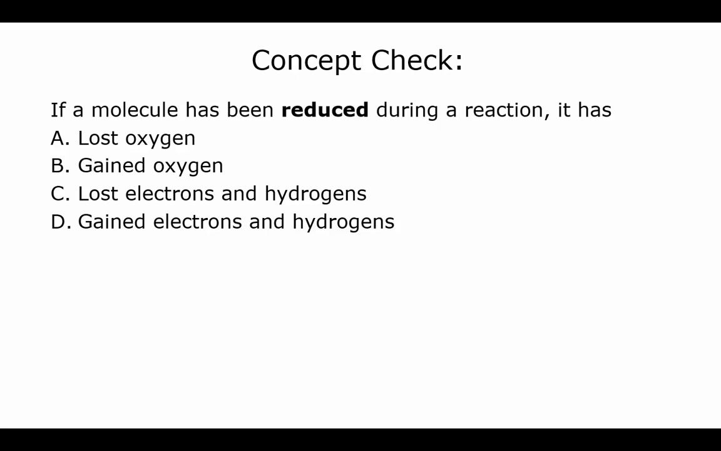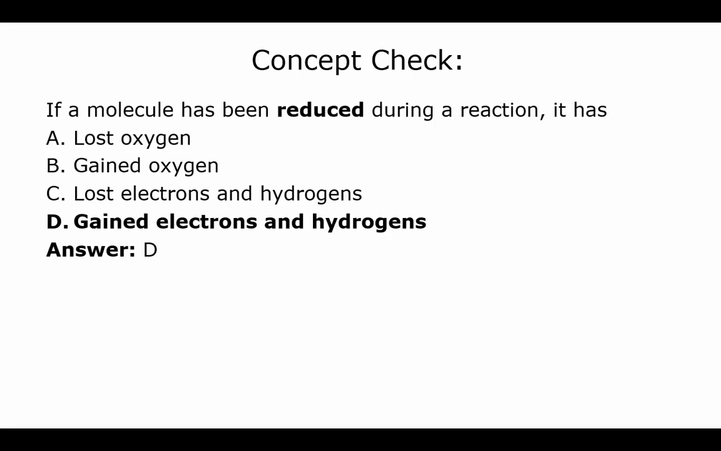Our first concept check in this chapter is: if a molecule has been reduced during a reaction, it has gained electrons and hydrogens.